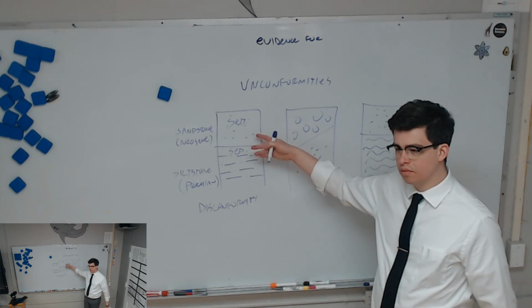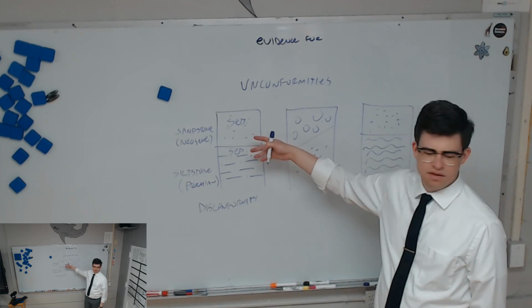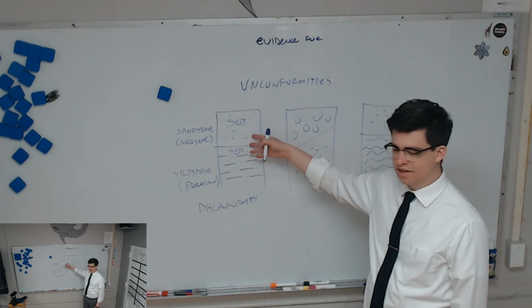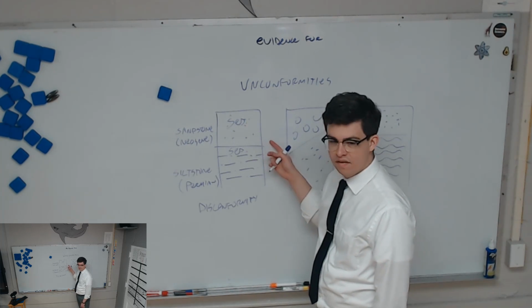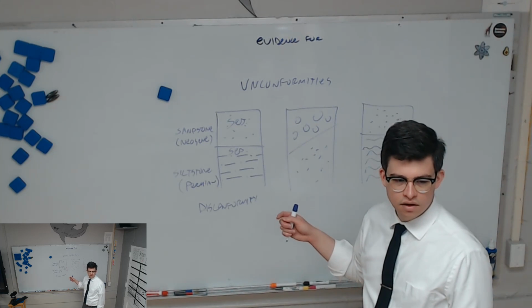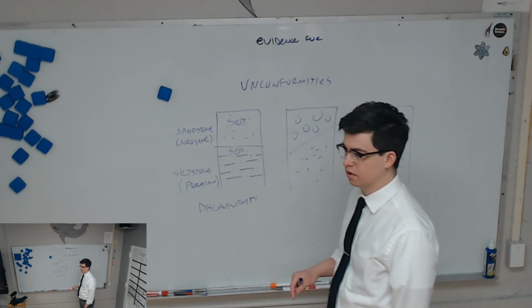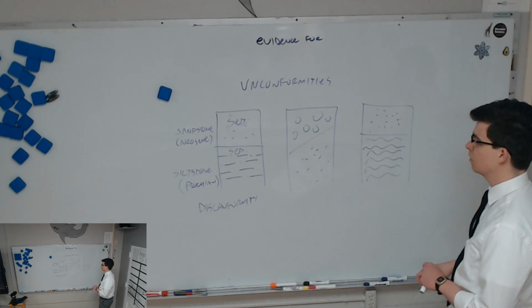Which one's older? The sandstone. The sandstone's older? No, on this one, the siltstone. The siltstone. How do you know? Because it's at the bottom. It's on the bottom, right? It's unoverturned, it's on the bottom. Oh, that's a siltstone. I messed up.